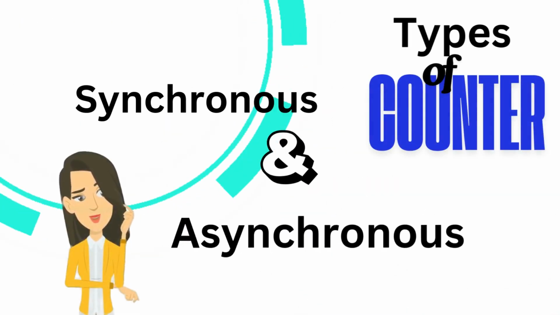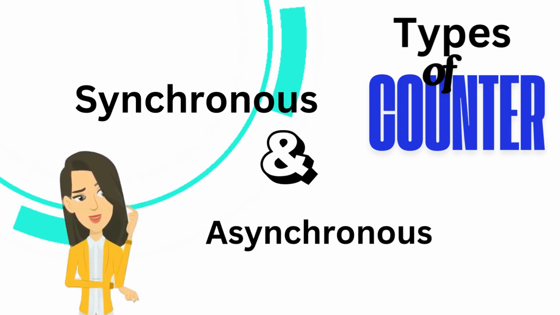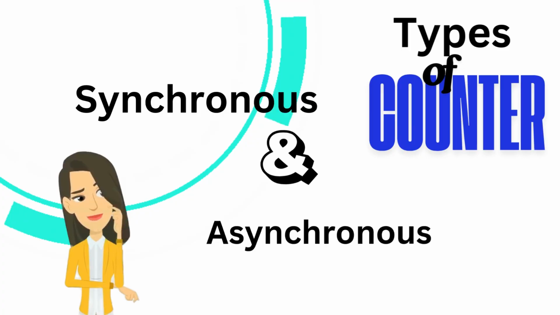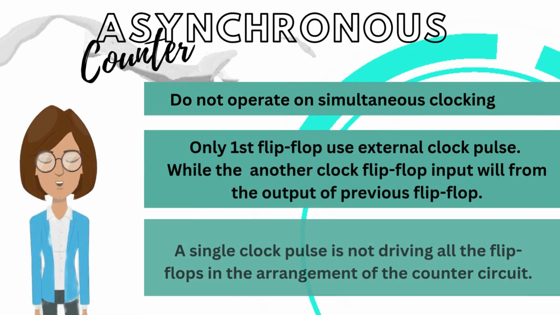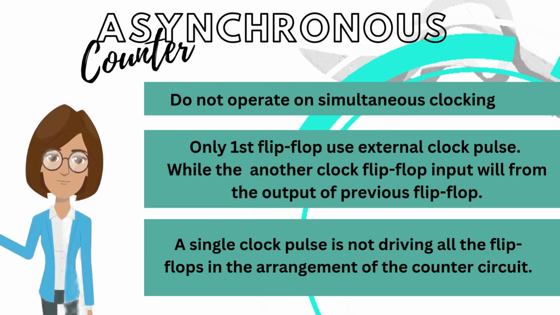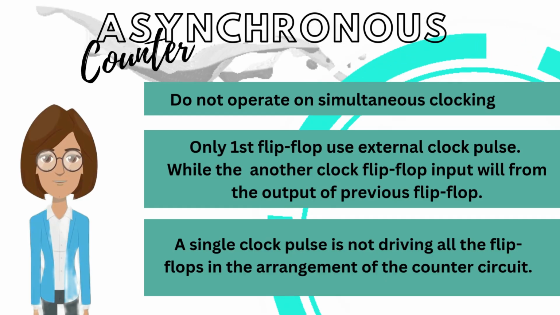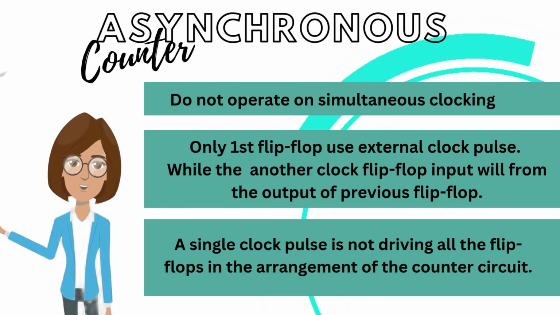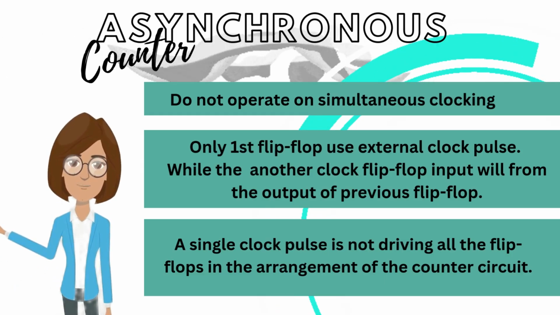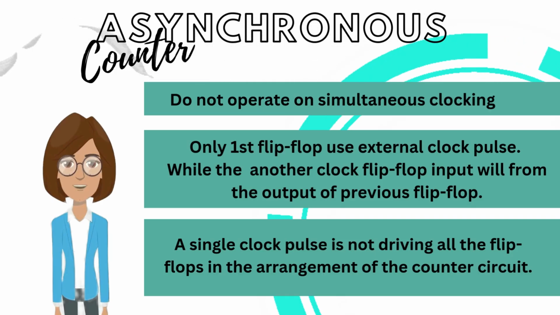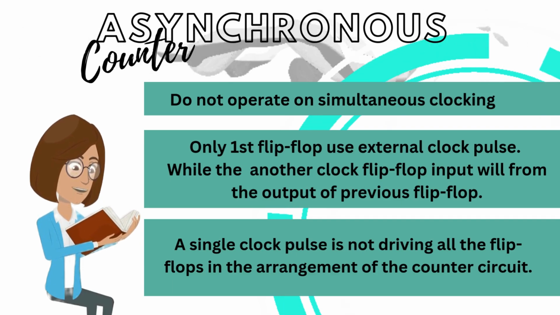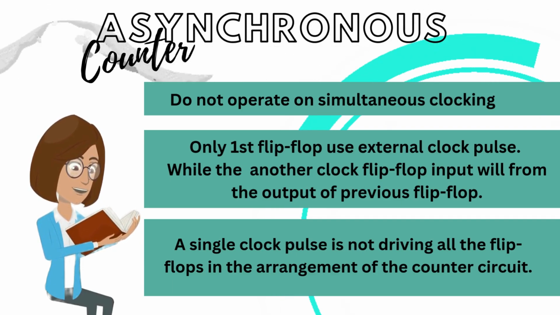Counters are of two types, which are asynchronous and synchronous counters. Here in this section, we will discuss asynchronous counters. Asynchronous counters are those counters which do not operate on simultaneous clocking. In an asynchronous counter, only the first flip-flop is externally clocked using the clock pulse, while the clock input for the successive flip-flops will be the output from the previous flip-flop. This means that a single clock pulse is not driving all the flip-flops in the arrangement of the counter.